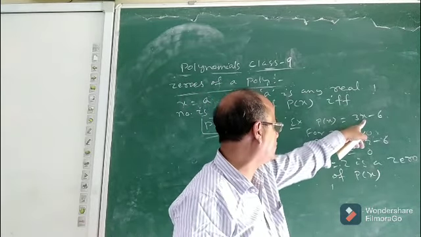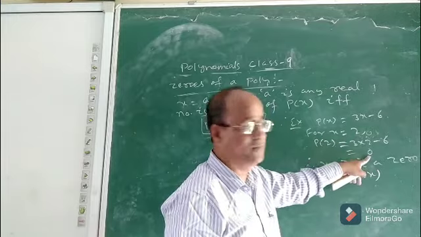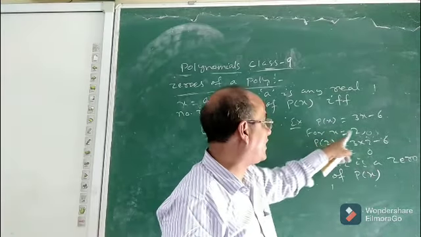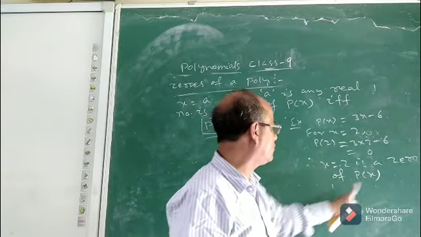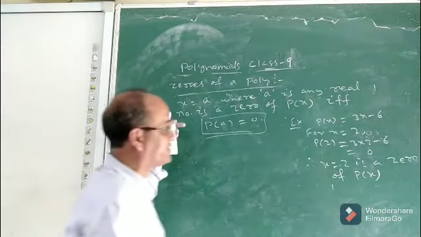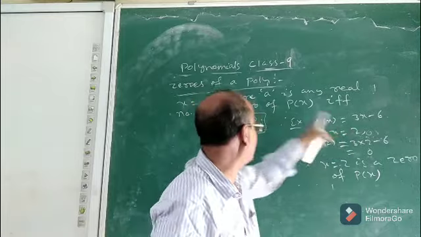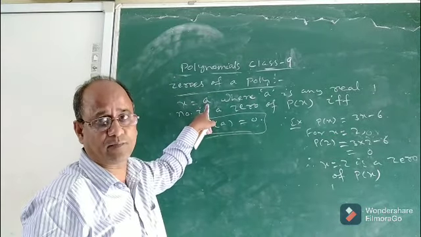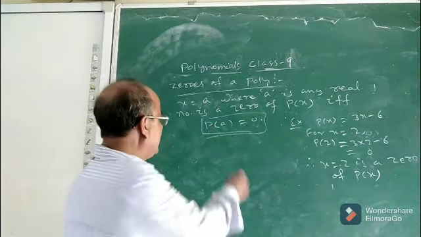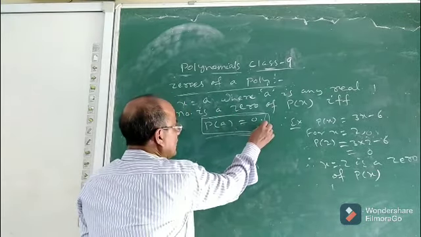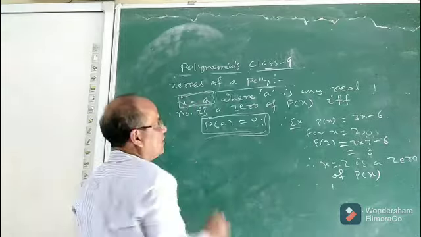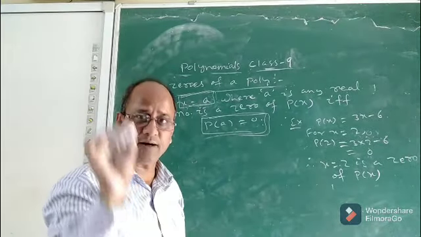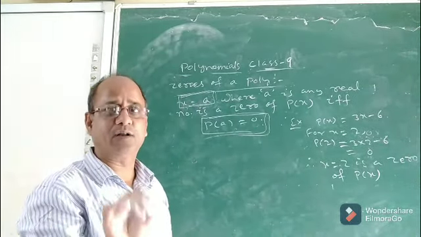If you put x equal to 2, then the value of this polynomial will be 0. As for x equal to 2 the value of the polynomial is 0, therefore we say x equal to 2 is a 0 of the polynomial according to this definition. Here, 2 is the value of a real number, 2 is the value of a. So, if p of a equal to 0, then we say that x equal to a is a 0 of the given polynomial, whatever the degree of the polynomial may be.